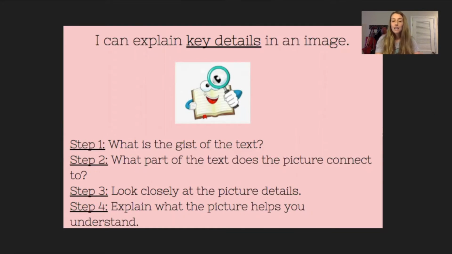So the first step in doing this is to think about what is the gist of the text? What's the big idea of the story that we're reading? The next step is to think about what part of the text the picture connects to. Step 3 is to look closely at the picture details, almost like a detective. We really want to study the pictures and think about what details we're learning from them. And step 4 is to explain what the picture helps you understand.